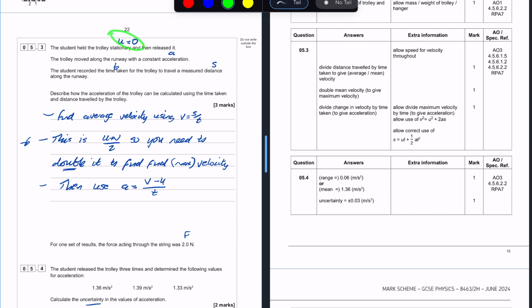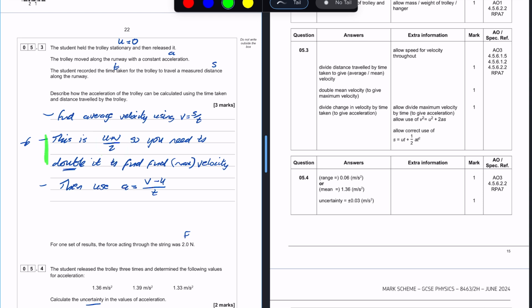So it starts at 0, gets to a final velocity v, and the average between u and v is going to be u plus v divided by 2. So in order to get the final velocity or the maximum velocity, you have to double that average velocity because you halved it to get the average in the first place.